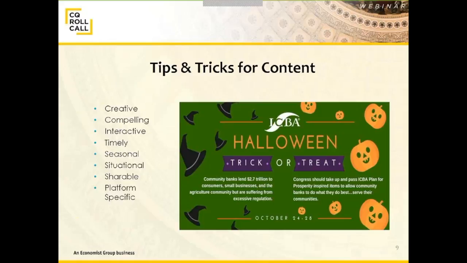So some tips and tricks for content itself. It should be creative, compelling, interactive, timely, seasonal, situational, shareable, and platform specific. I think that if you check off the list of these core attributes of content, your content is going to be successful. You're going to see increased action rates, whether it's an alert, a tweet, any type of social media message. If you follow these basic tenets, you're more than likely to get people interacting and doing things that you're asking them to do rather than not having these attributes applied to the content itself.